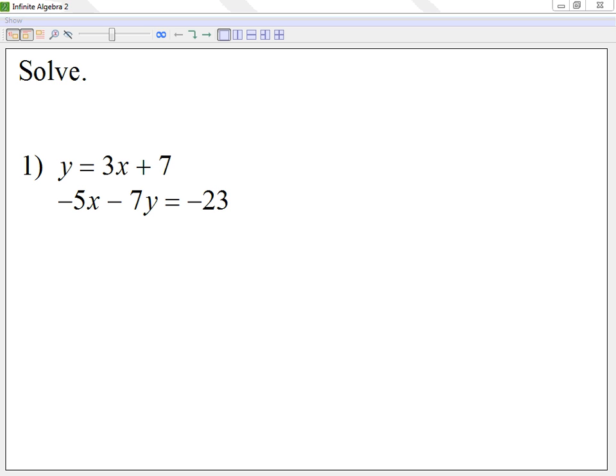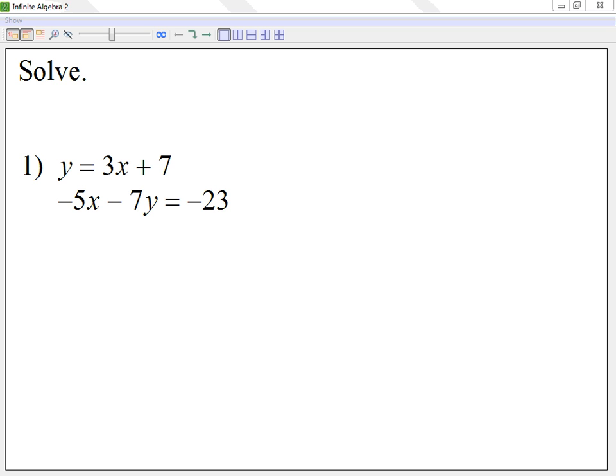On the quiz or test or anything, if I ever said solve by graphing, but you want to do elimination instead, just because I said by such and such doesn't mean you have to. Solve is solve. So solve it however you want.